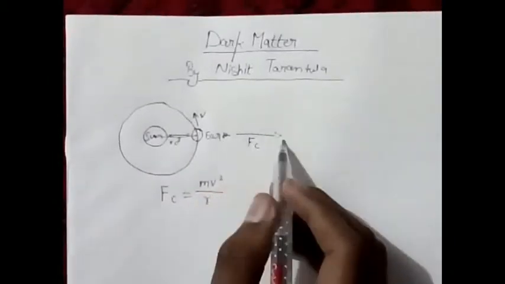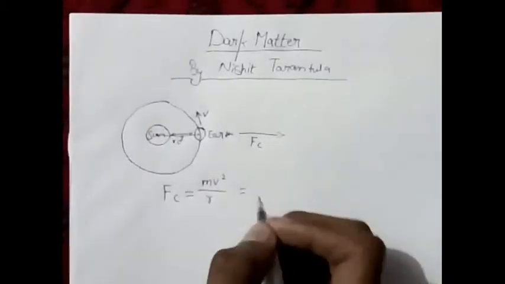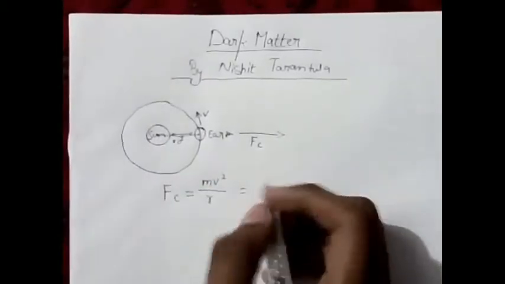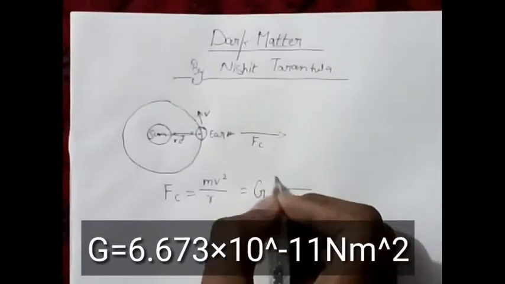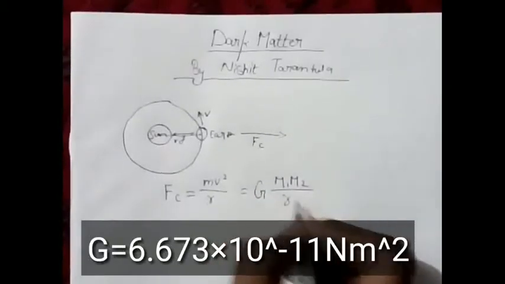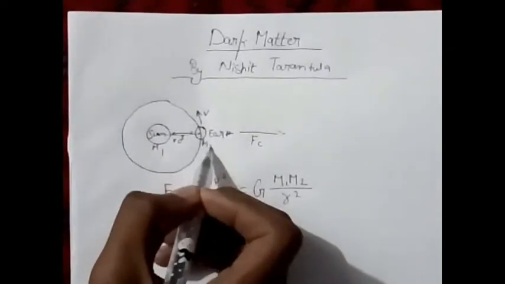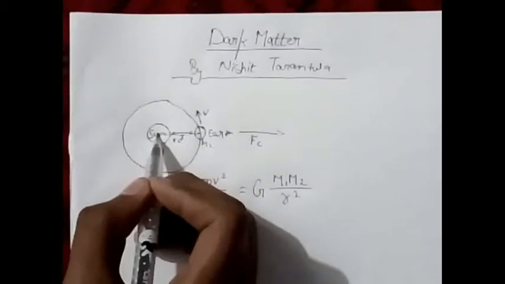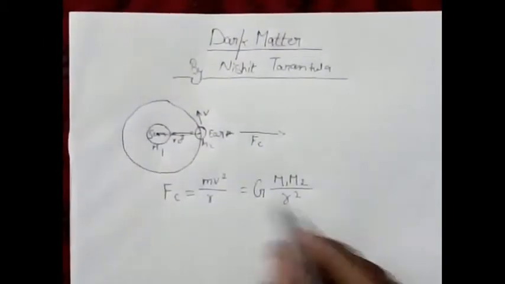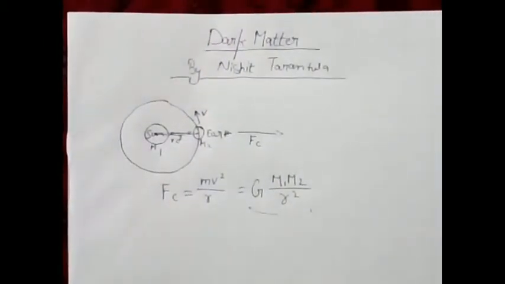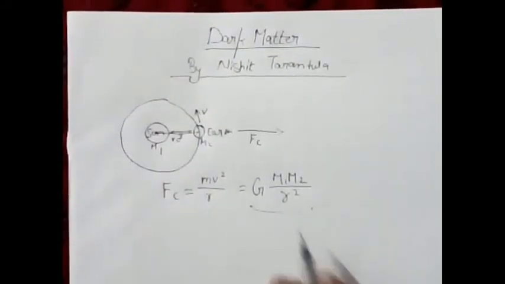And then let's take the force of gravity, which makes it balance. Force of gravity will be equal to gravitational constant G times m1 times m2 by r squared, where m1 is the mass of the sun, m2 is the mass of the Earth, and r again is the distance from the center of the sun to the center of the Earth, which is the radius squared. This formula of gravity is given by Newton. It's the universal law of gravity given by Newton.